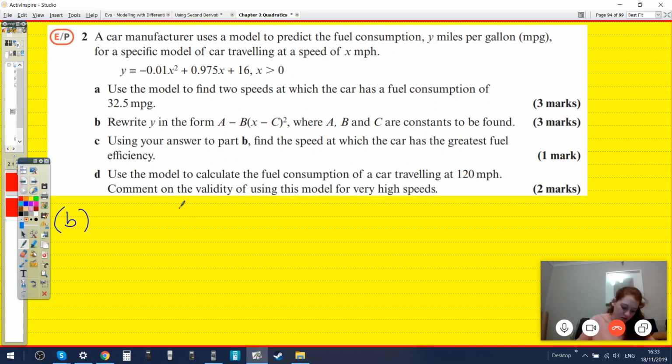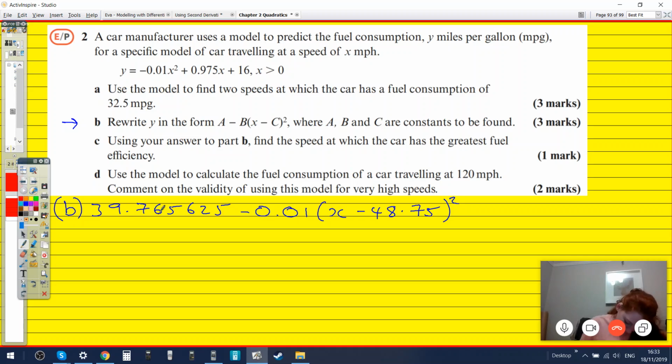So yeah, the x is 97 over 2. And so where does that go? Inside of the bracket. So that 97 over 2 is the c. Yeah. So that's 97 over 2. And y is 39.5225. Was it 39.765625? I think mine was slightly different.